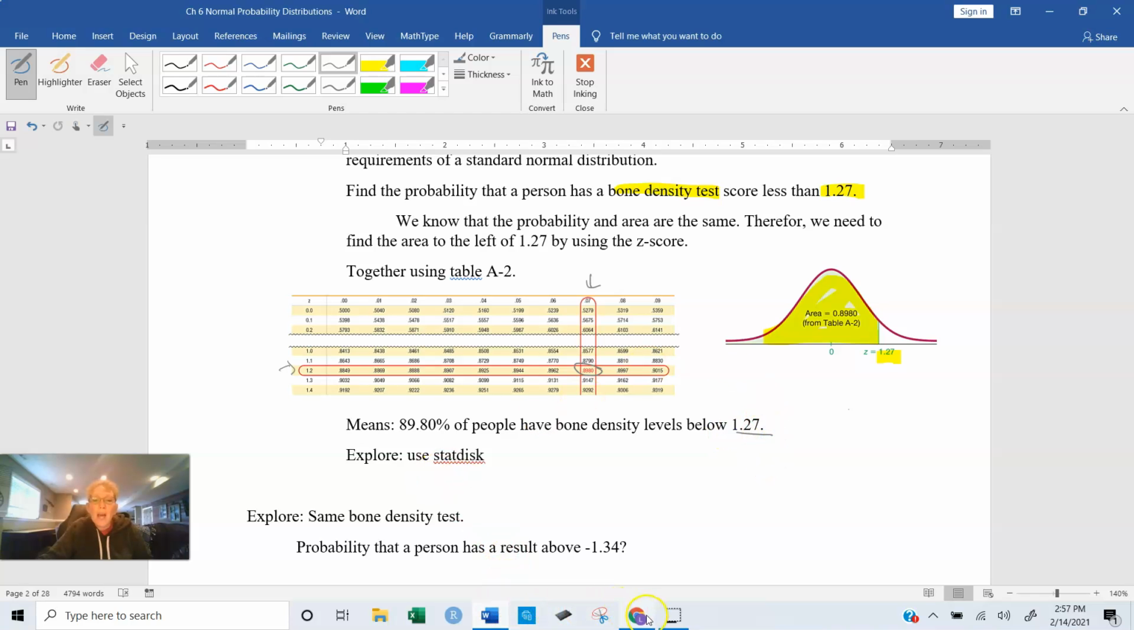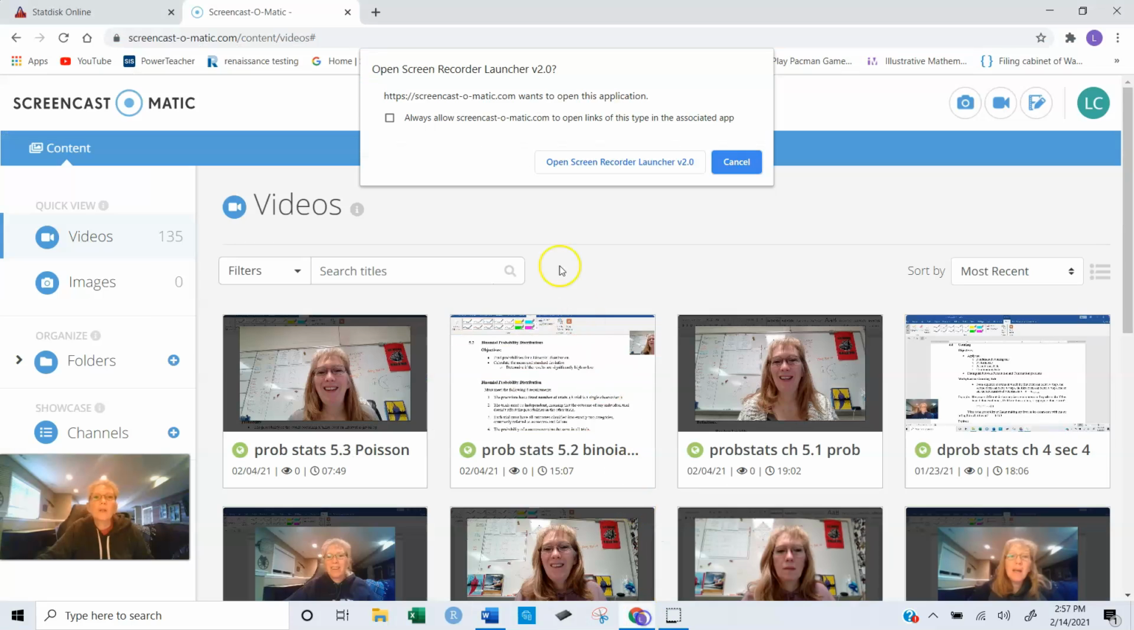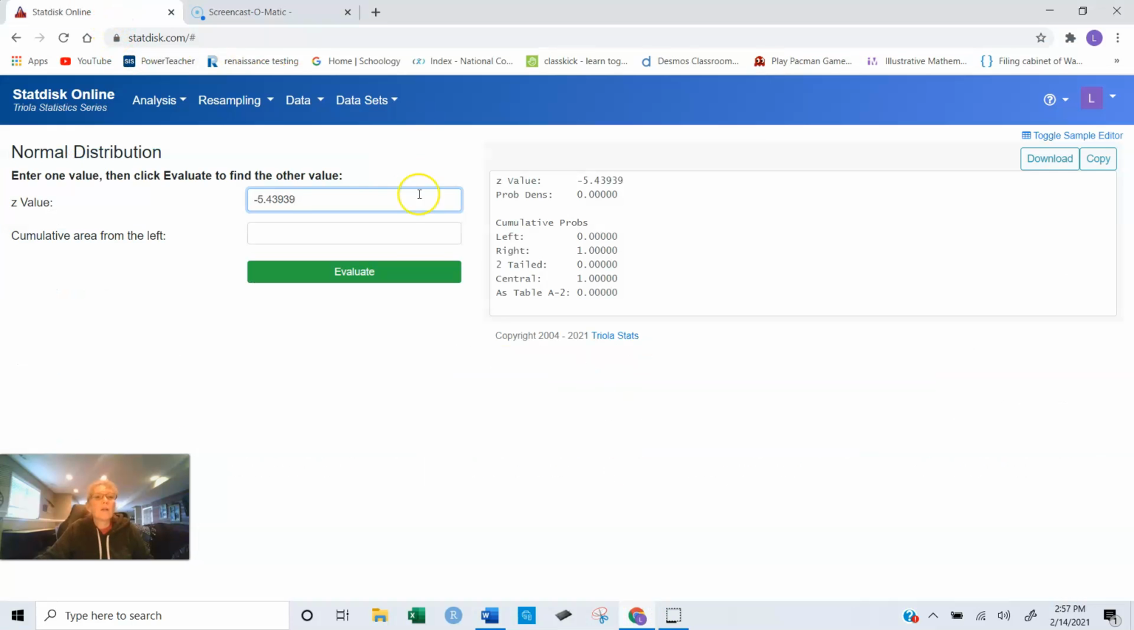Now, let's use StatDisk to see how this really works. All right, so we know our z-score, this is a different one I was working on. Our z-score, I got to remember what it was now, is a 1.27. So we type that into the z-scores, you hit evaluate.